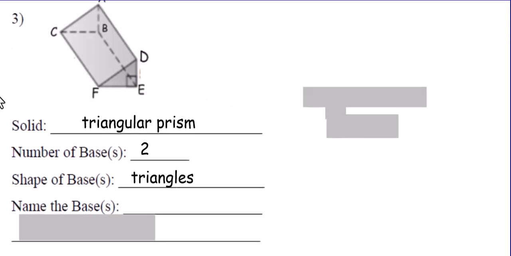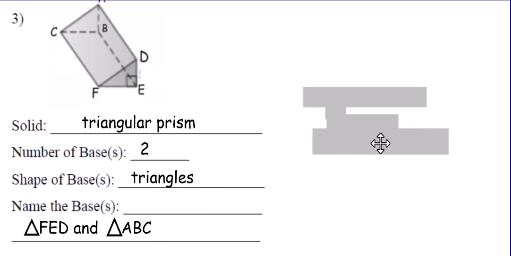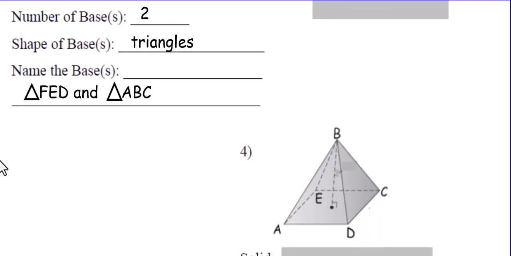When we go to name those 2 triangular bases here, it's going to be triangle ABC and triangle FED. Again, the order of those letters can be different. I just chose that order of the letters arbitrarily. All right, moving ahead to question number 4.